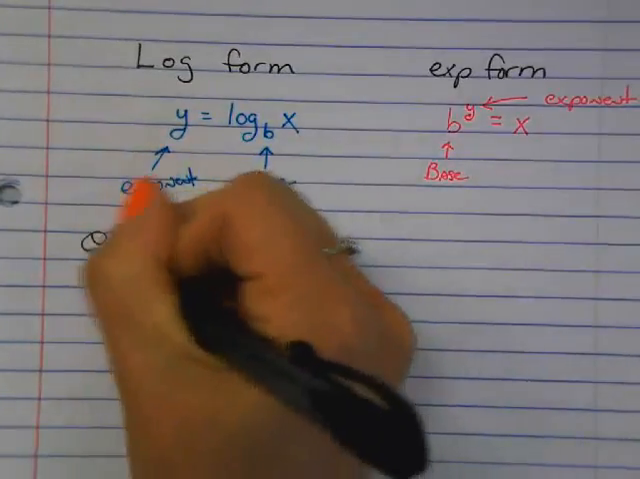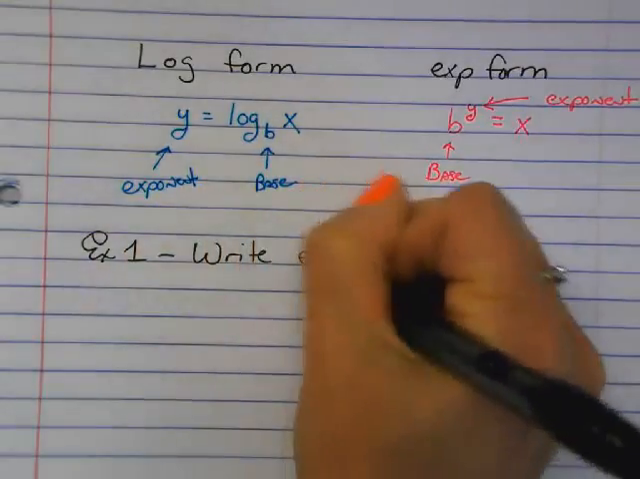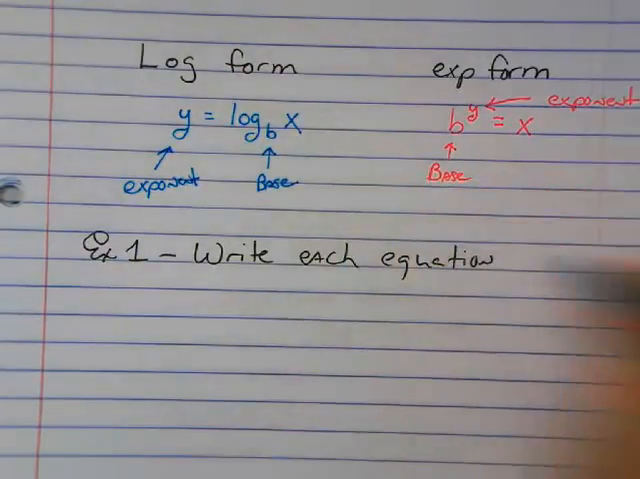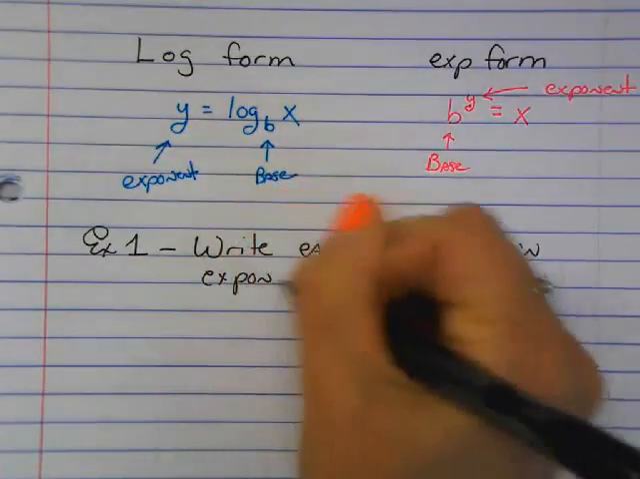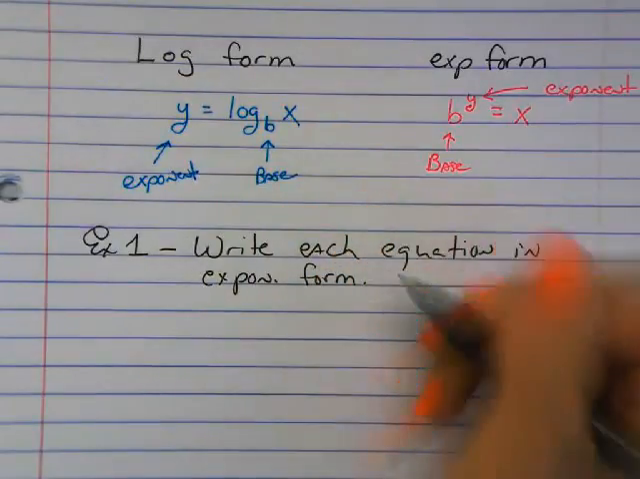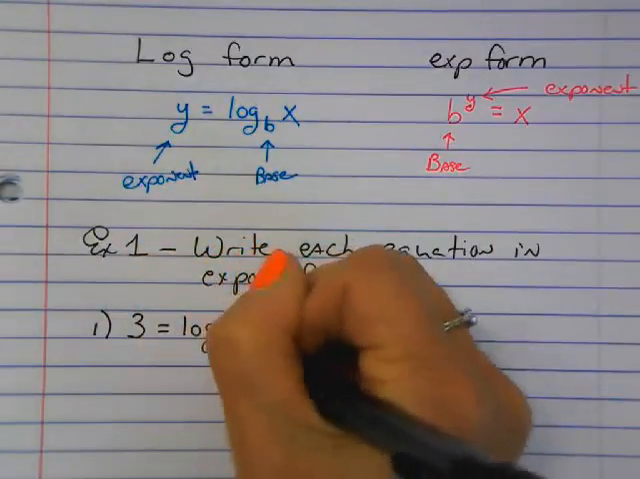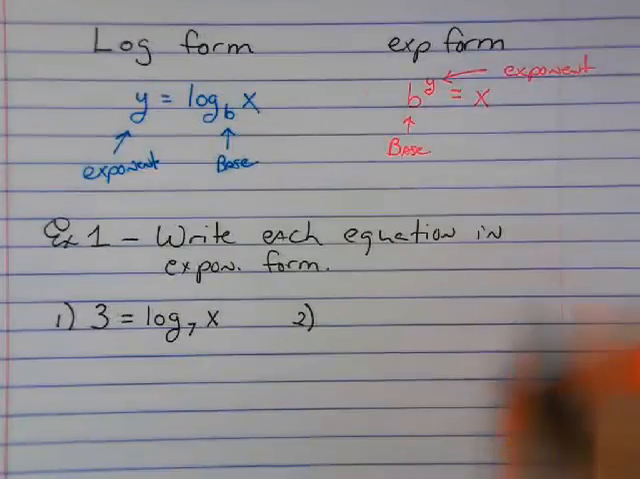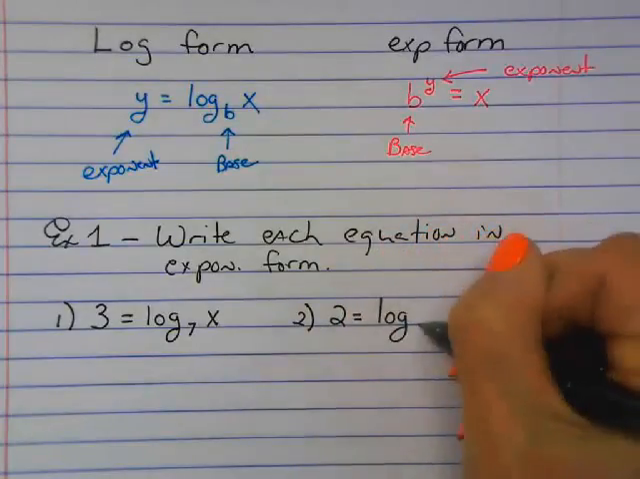Alright, example 1. Write each equation in exponential form. And I'm just going to abbreviate if that's okay with you. Alright, number 1. Let's say I have 3 is equal to log of base 7, x. I'm going to have you copy the 3 problems down, and then we'll talk about how to do them.